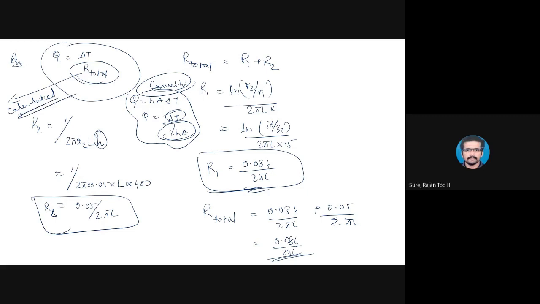Okay, with respect to the resistance offered by conduction and convection, R total is equal to 0.084 divided by 2 pi. Then for the hollow cylinder, we know Q is equal to T1 minus, instead of T2, here we know only the temperature of the surrounding fluid. So that is equal to T1 minus T infinity into 2 pi L divided by 0.084. That is the resistance.